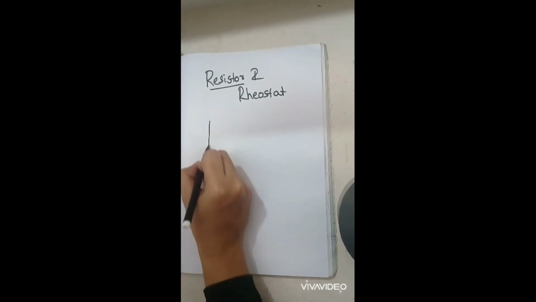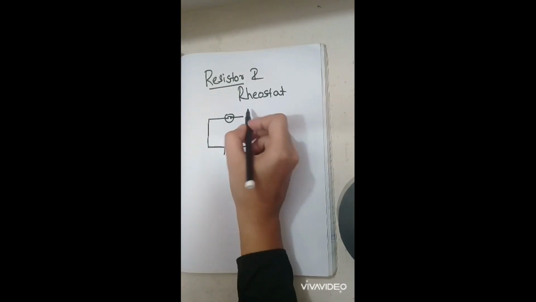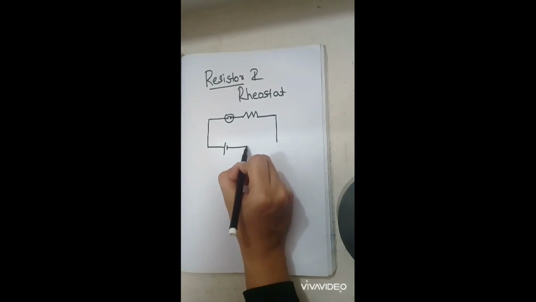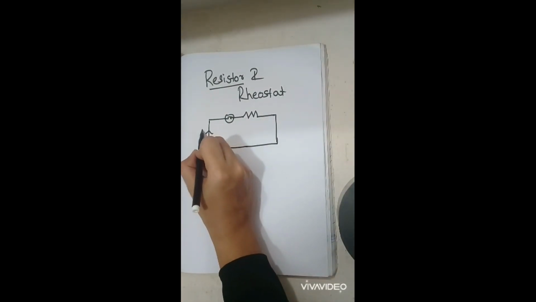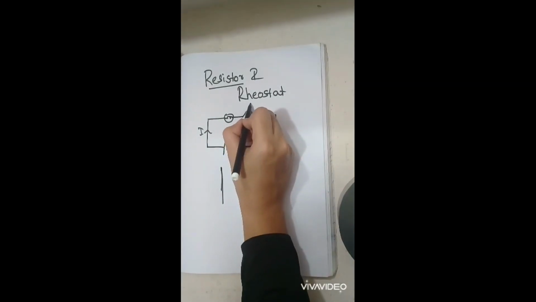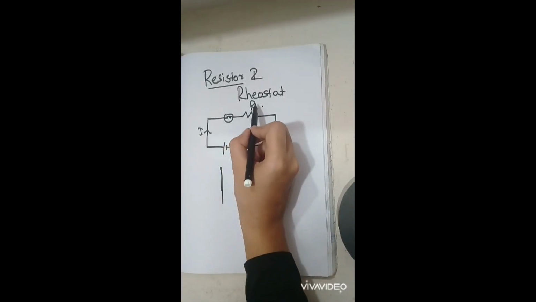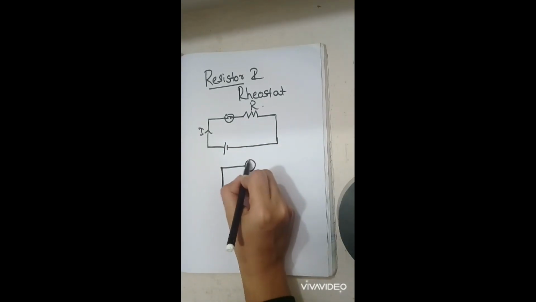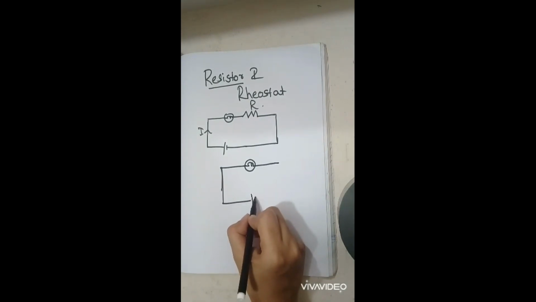For example, this is an electric cell, this is the electric bulb. I connect the resistor. The symbol of resistor is this. I connect the resistor like this. The current will flow through it. There is another circuit. The resistor with resistance R is connected in this electric circuit, and also I connect a bulb without resistor.